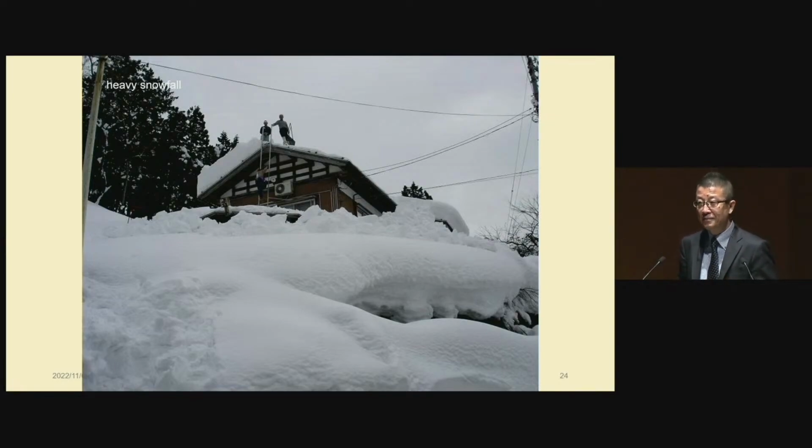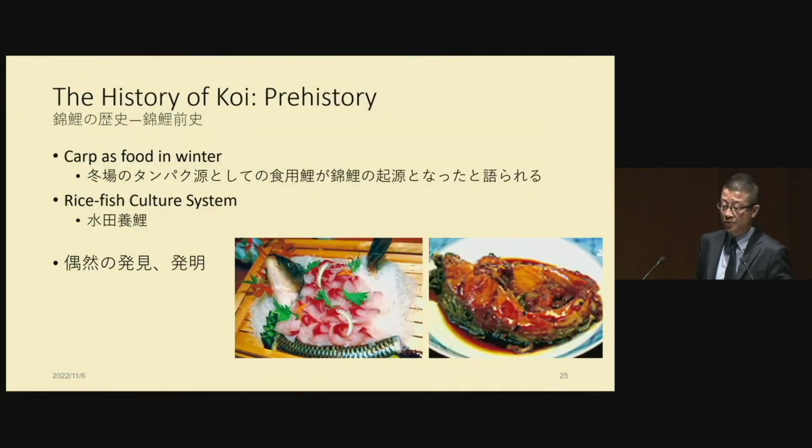And so today we have a lot of modern equipment to take care of the snow, but in the past these people were confined and locked in to their villages for several months during the winter season. And the source of protein for those people, they were actually raising carp as food. So this is the prehistory of Nishikigoi. These were food sources for the people who were locked in during the winter season.